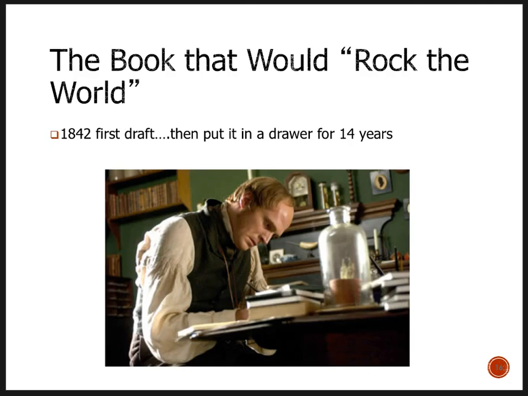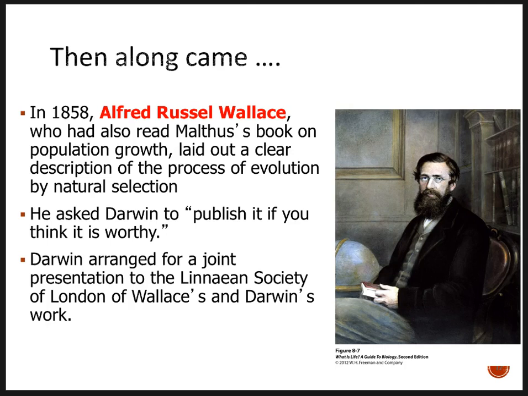And he doesn't publish it until the 1850s, when this other guy comes along. He's an important guy to Darwin, because although he didn't know Darwin, Alfred Russel Wallace had read Malthus's book, he had read Lamarck. He's also a British naturalist, and he's traveling around the world and seeing basically all these things that Darwin saw.